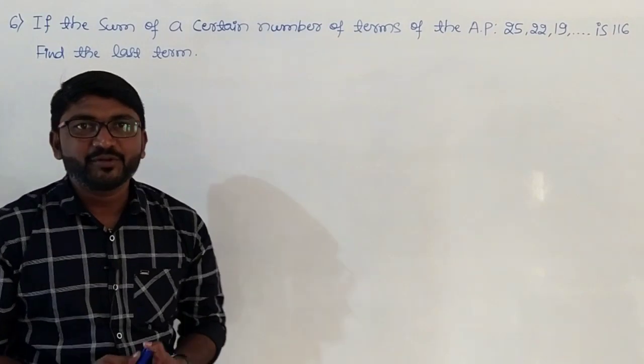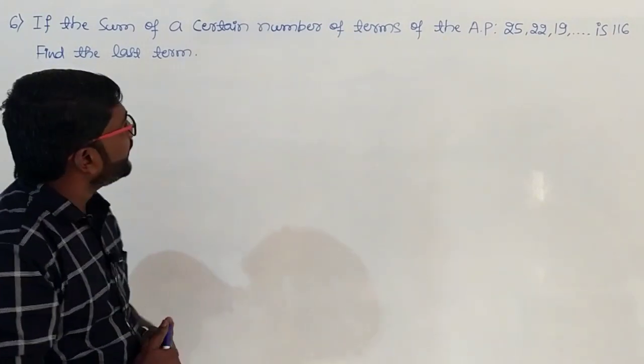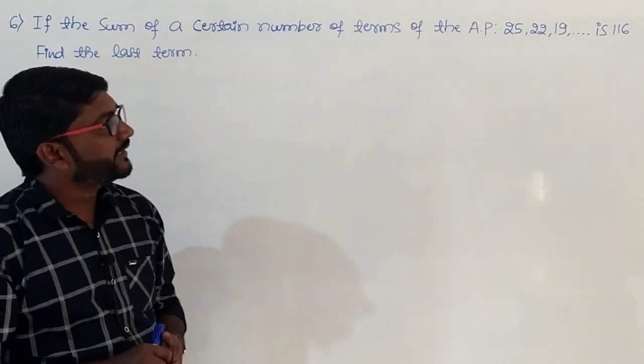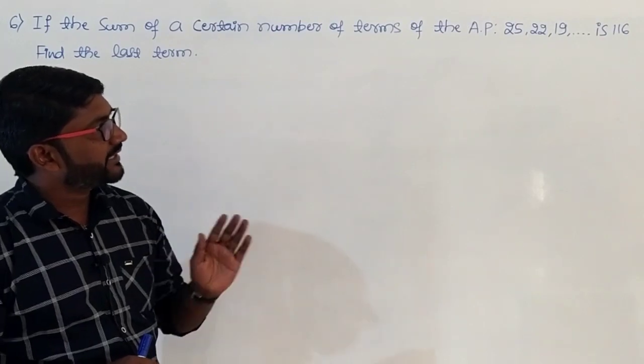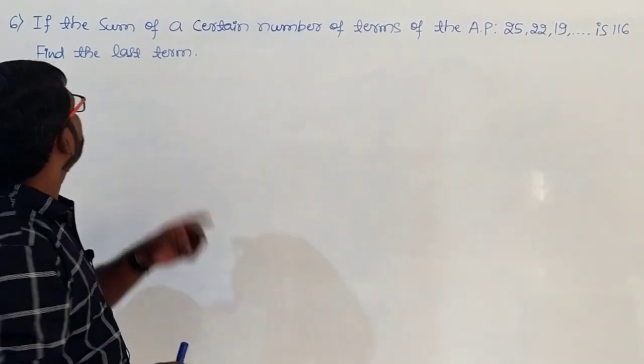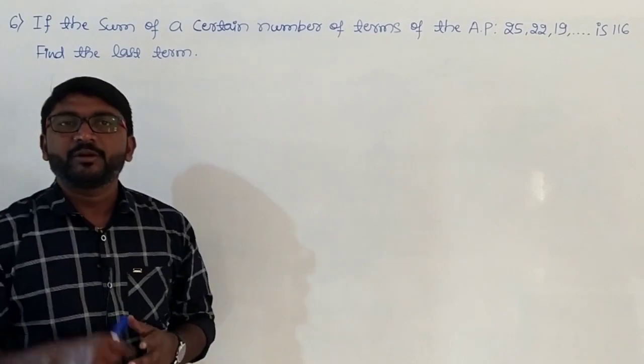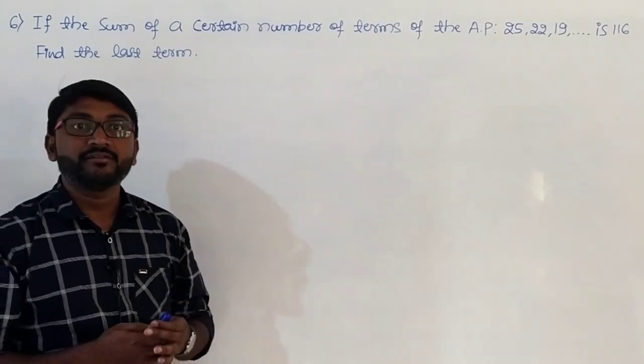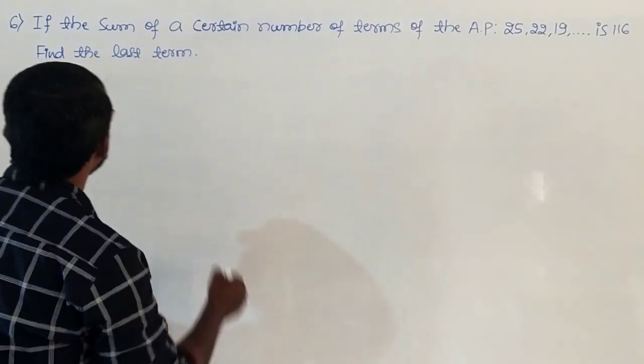Well, the sixth problem is, if the sum of a certain number of terms of the AP 25, 22, 19 is 116, find the last term. That is, we have to find An or l value. So let us go ahead with this.